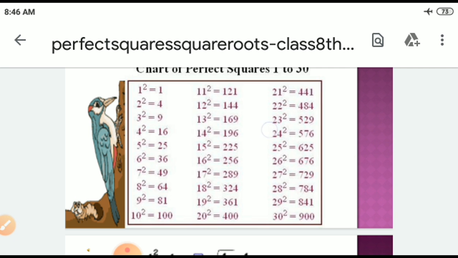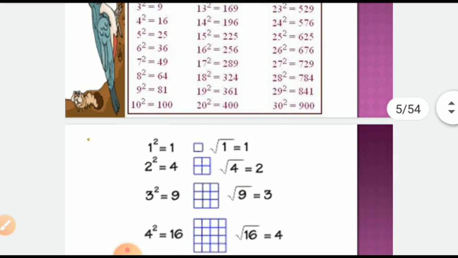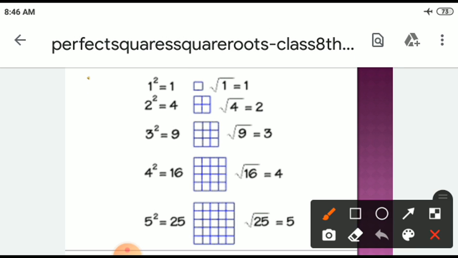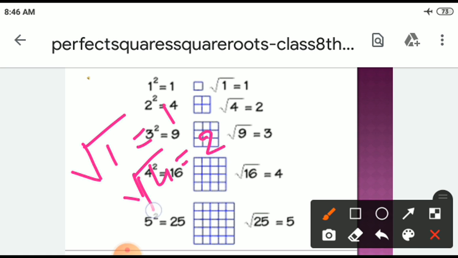So look here, 1 square is equal to 1, 2 square is equal to 4, 3 square is equal to 9, 4 square is equal to 16. Here 1 square is represented by one small square, and this is the square root sign. 1 square root is 1, 4 square root is 2. Yes, student, this is the square root sign.